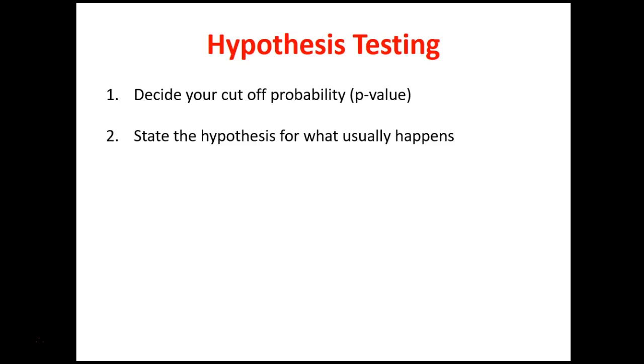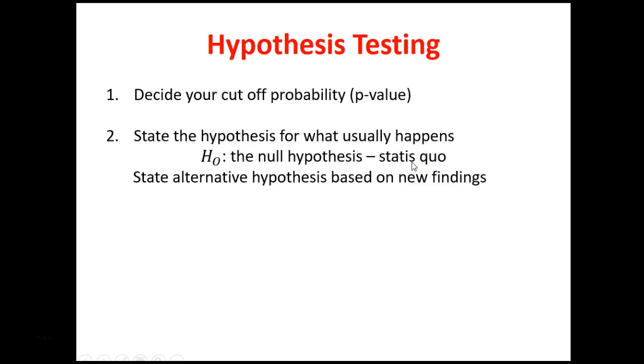So we first want to look at the status quo, and we call that H0. That's the notation right here, H0, and it's the null hypothesis, the status, that's misspelled, the status quo. Then we also state the alternative hypothesis. That's based on your new findings, okay?